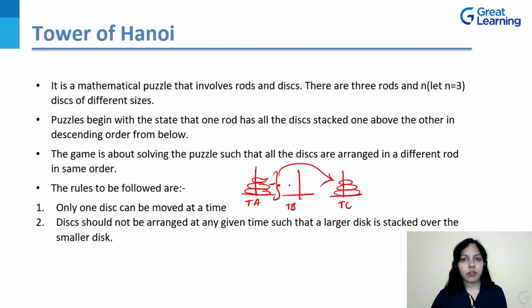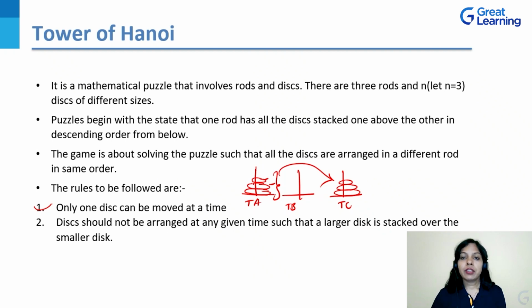There are some rules to be followed as well. One rule is you cannot remove a disk and keep it somewhere else. You have to make use of these towers only. Then another rule is only one disk can be moved at a time. Otherwise, it's very easy, right? You can pull out all three disks together from tower A, and together put them again the same way in tower C. Solved, right? But that's not how it should work.